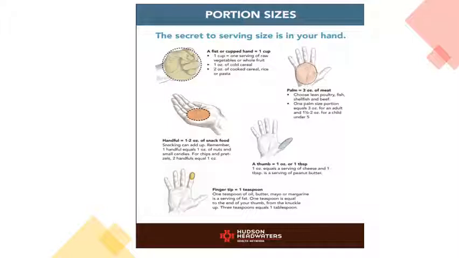The tip of your thumb there would be about an ounce or a tablespoon, so that would be equivalent to an ounce of cheese or a tablespoon of peanut butter. And then your fingertip would be a teaspoon, and that's what we use to measure oils, butter, mayonnaise, margarine, so more of the fats group. So a teaspoon would be your fingertip.